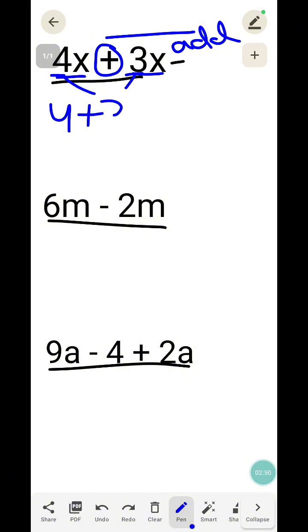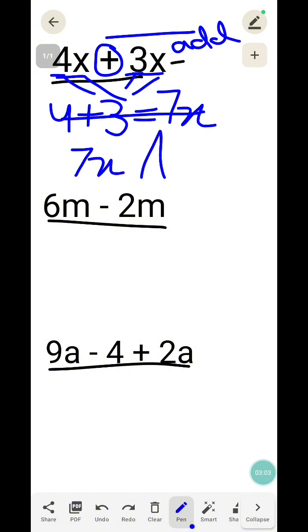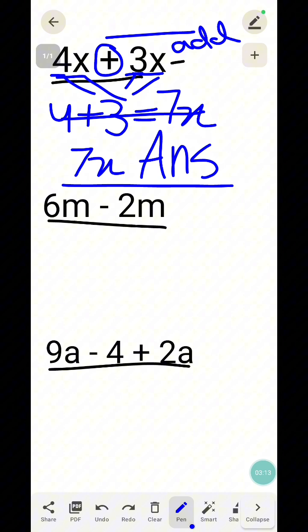4 plus 3 is 7, and x will remain the same with this. So the answer is 7x. We don't add or subtract the variable. Just remember, we might multiply and might divide; we'll know about this in the next class. But in this lesson, just keep that in mind and mark my words that we don't add or subtract variables. We only ponder upon the coefficients.